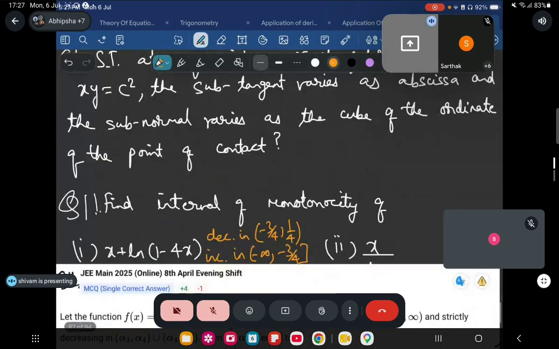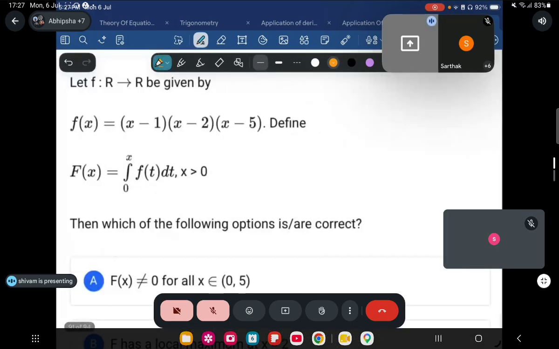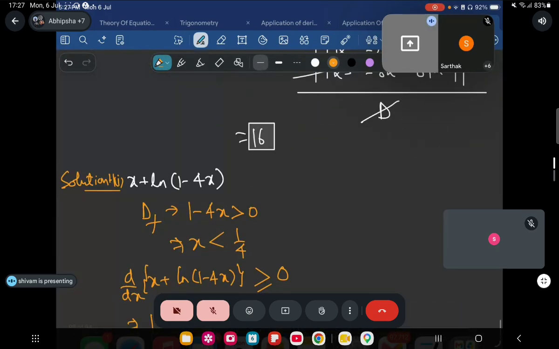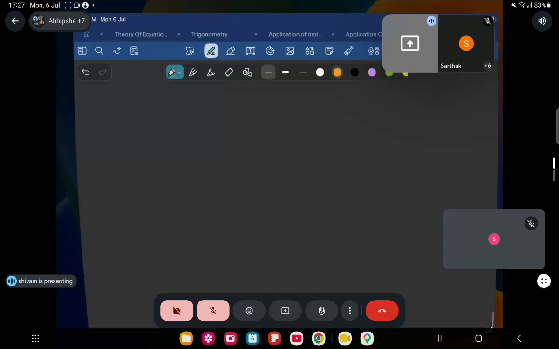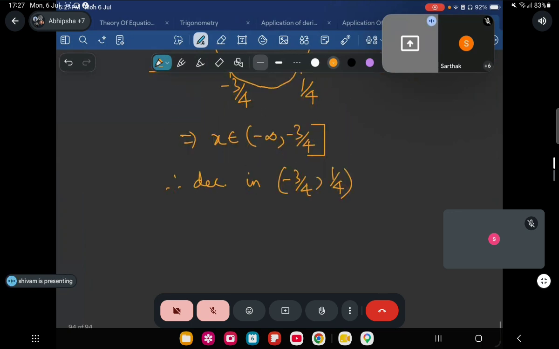I'm just writing out where it is increasing. Okay, so I've written it. Next, we can draw the graph as well. Let us draw the graph. For graph, what do we need to do? What is f of minus infinity?